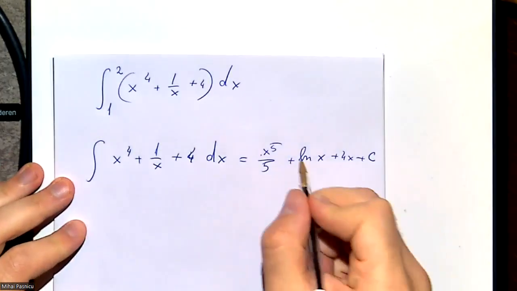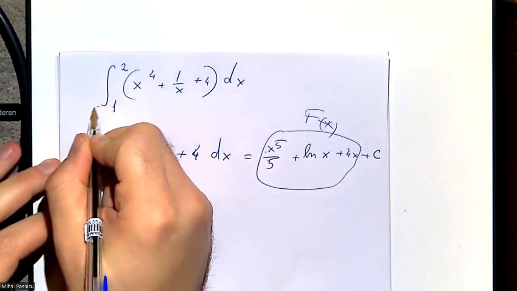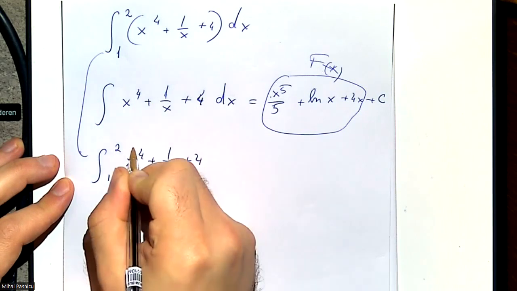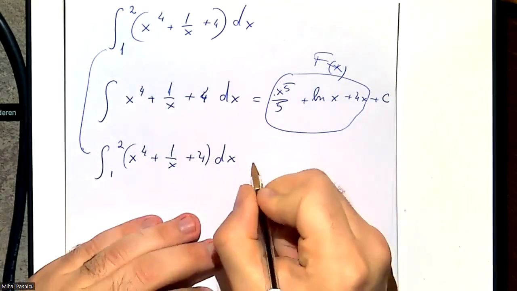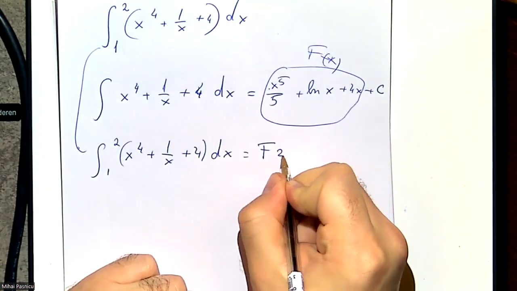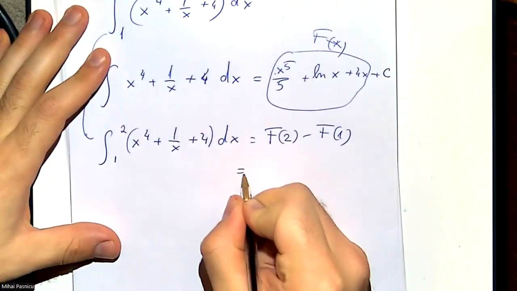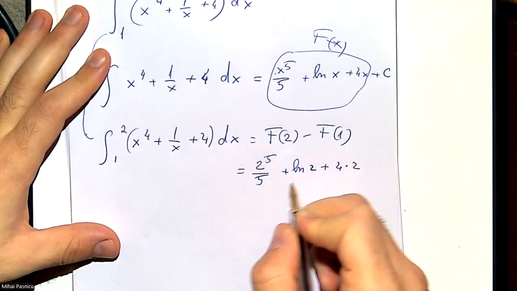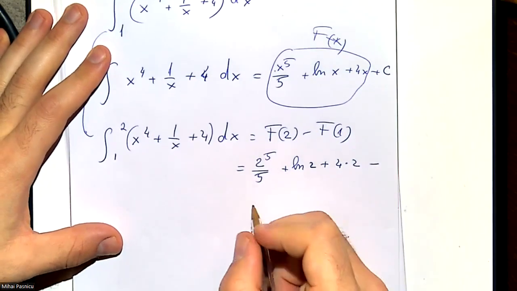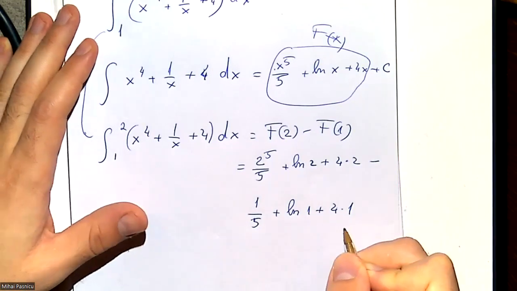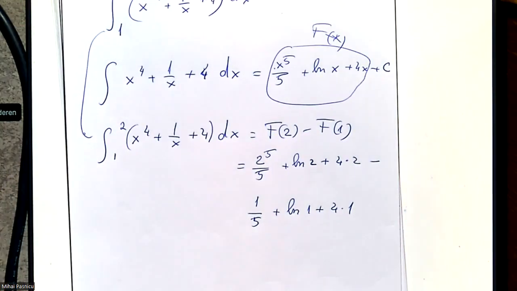So now, what did I say? That this thing over here is just my f of x. So the thing I had to compute is just f of 2 minus f of 1. And I just plug in. 2 to the power of 5 over 5 plus log of 2 plus 4 times 2. Again, I'm not going to write the constant because it doesn't matter. It just cancels away. So why bother? And this is 1 over 5 plus log of 1 plus 4 times 1. And this is going to give me something which I'm not really interested in computing. Everyone follow what I did? I think it was pretty straightforward.